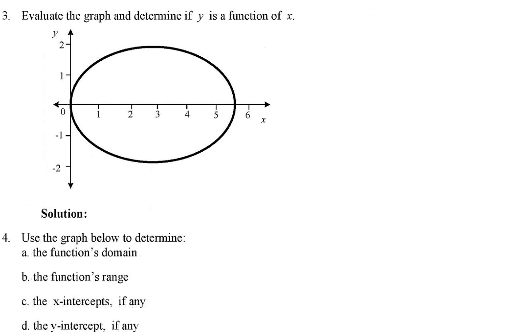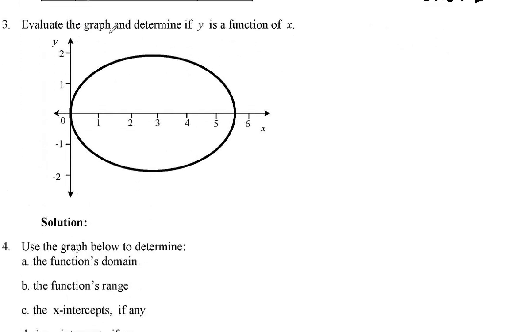And then number 3, we want to evaluate this graph and determine if y is a function of x. And remember, one way to do this is to do the vertical line test. So if a vertical line hits any place more than once, and there's lots of places where it hits more than once, then the graph is not a function.